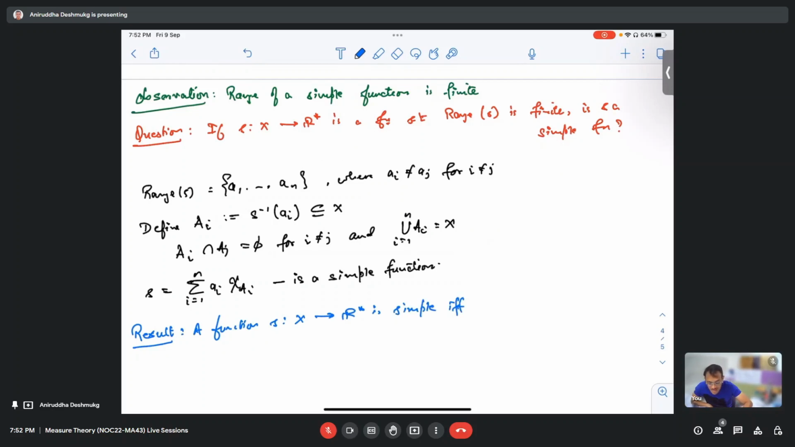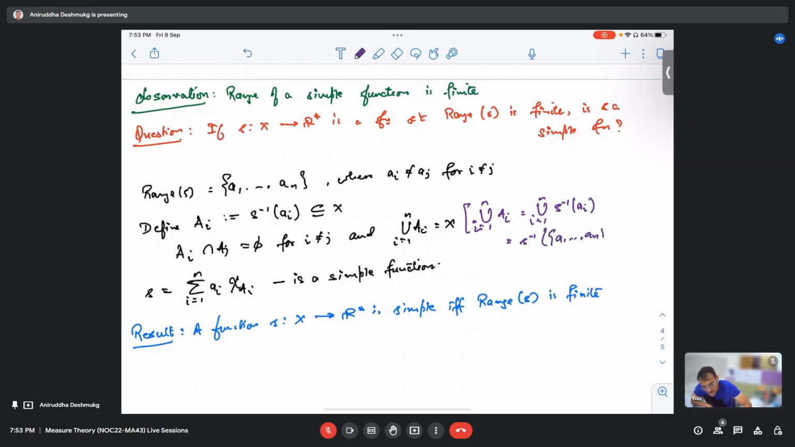Am I right? I couldn't understand the question. In the proof above, you have written the union of AI should be equal to X. So we have taken the AI such that their union must be equal to X. Yes. Why is this true? Let us write it. The union of AI, I from 1 to n, is the union of S inverse of small ai, right? It is basically S inverse of this range A1 to AN. But S inverse of the range must be all of X. Yes, sir.